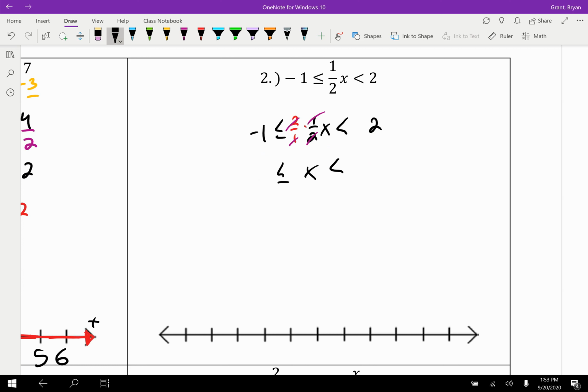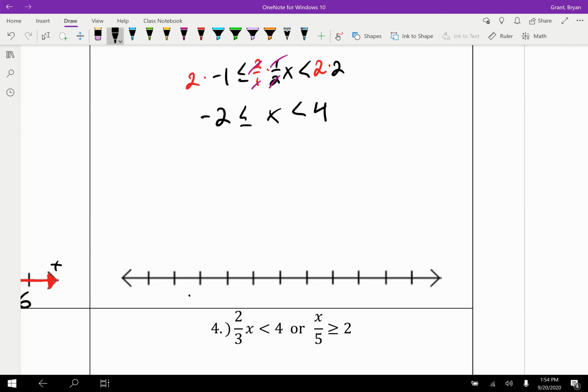However, to keep all things balanced, we need to multiply the other sides by 2 over 1. But I'm not going to write 2 over 1 because 2 over 1 is just a fancy way to say 2, and why use a fraction if you don't have to? I think that's going to give us negative 2 is less than or equal to x, which is less than 4. And then going through and solving this, right? Negative 2, negative 1. There we go. Did that again. Negative 4. Okay.